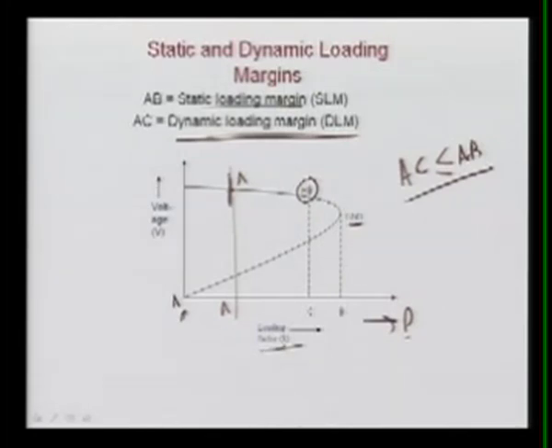If your axis is the loading factor, it goes from 0 to some critical value. If loading factor is 0, you are operating here at the base case, so your A will be here and AB is this margin up to the saddle node bifurcation. But if you are using the P axis, that is the P load, then you are operating here at a certain load, and this difference is your margin. So you have to be very careful what your axis is, whether it is the loading factor or the load.